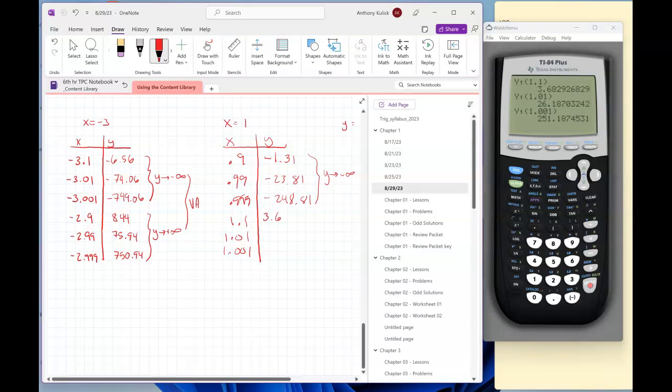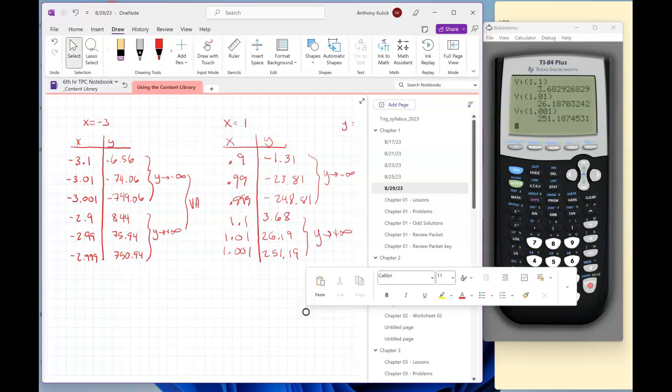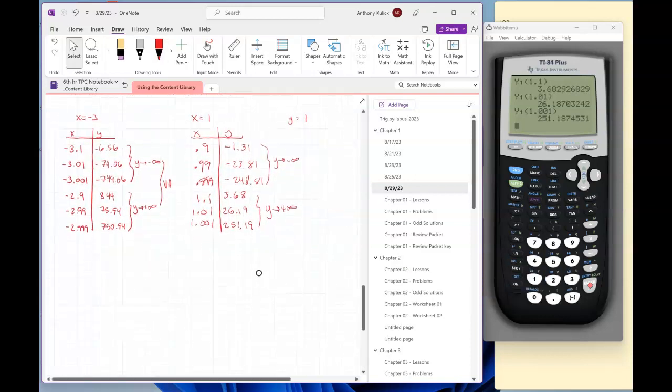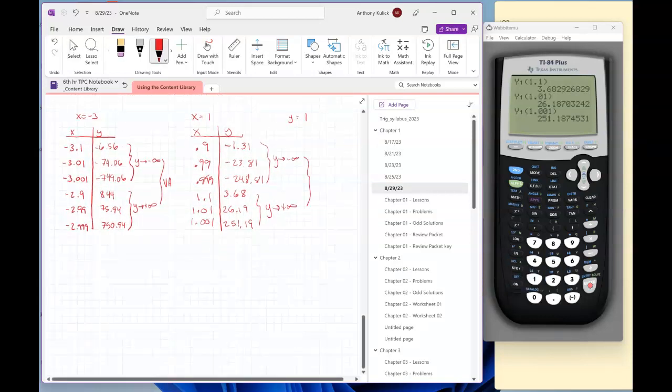Back when I was a kid and we had to do this all by hand, this was a pain in the tuchus. But with these modern calculators, boy, it makes it a lot easier.